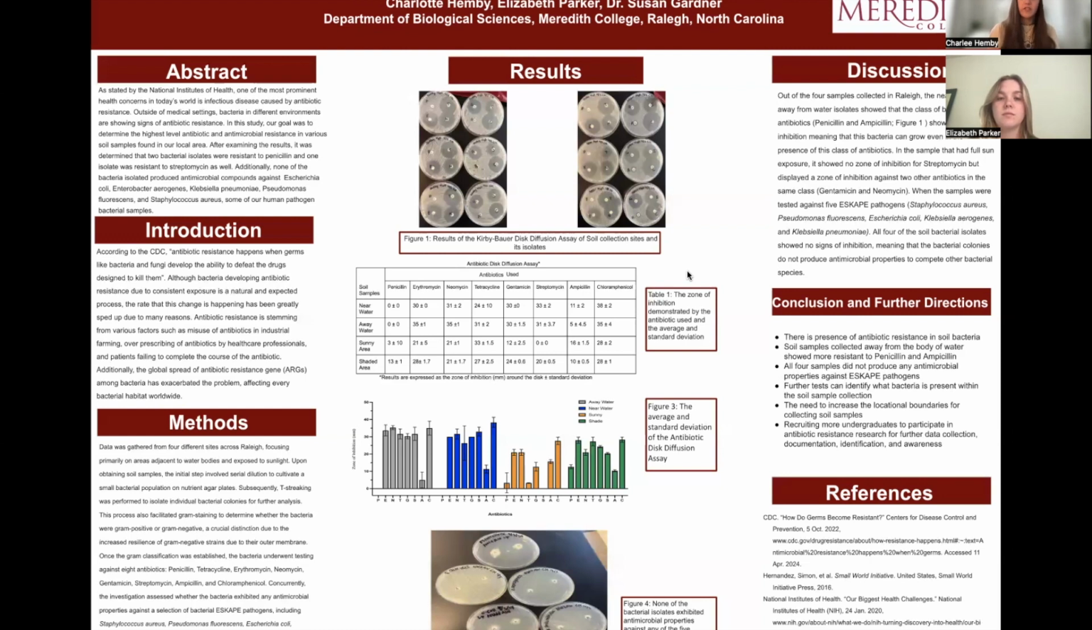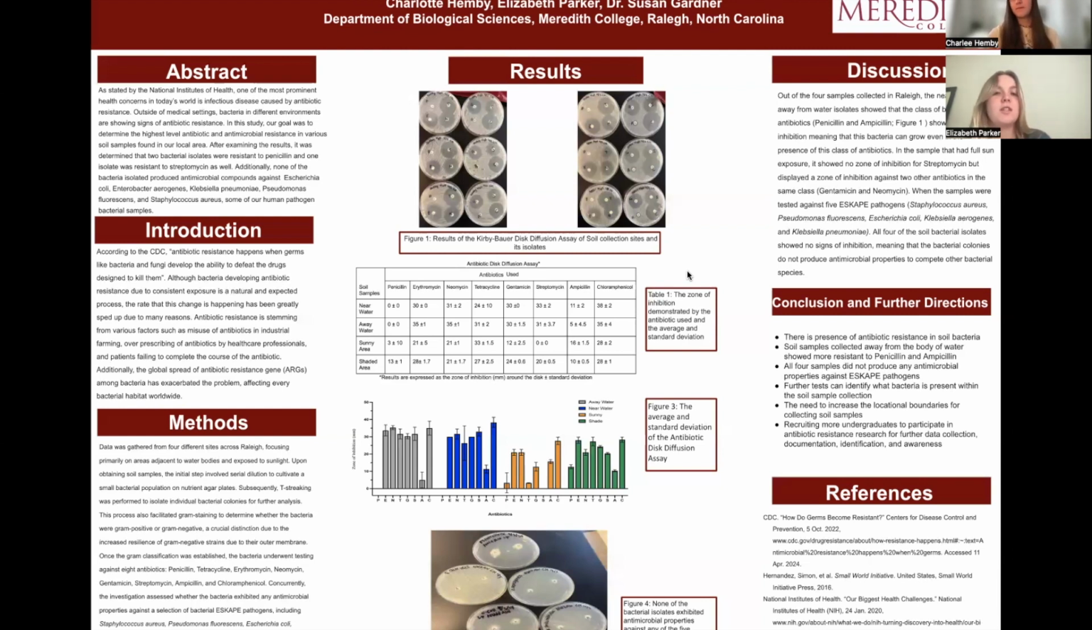Once that gram classification was established, we tested against 8 different antibiotics: penicillin, erythromycin, neomycin, tetracycline, gentamicin, streptomycin, ampicillin, and chloramphenicol. You can see those in our results, but we also tested for antimicrobial properties to see if the bacteria produce any zones of inhibition. We used ESKAPE pathogens, and those were Staphylococcus aureus, Pseudomonas fluorescens, E. coli, Klebsiella aerogenes, and Klebsiella pneumoniae. It is important to note that Acinetobacter was not used because of facility limitations.